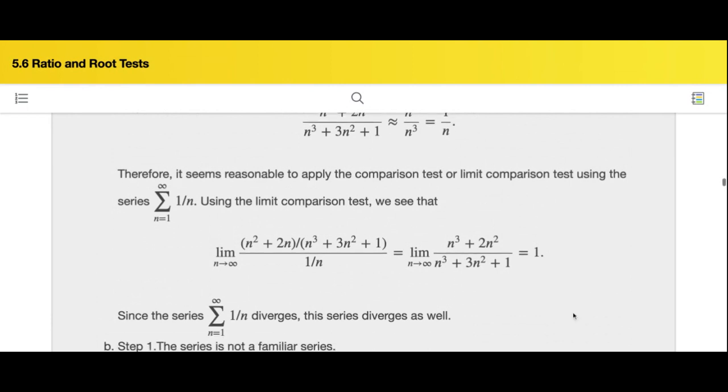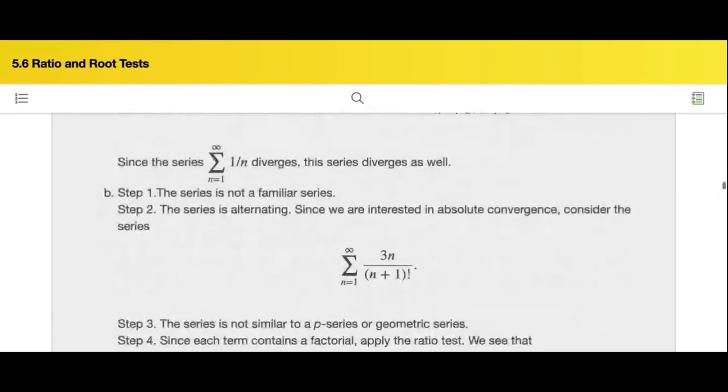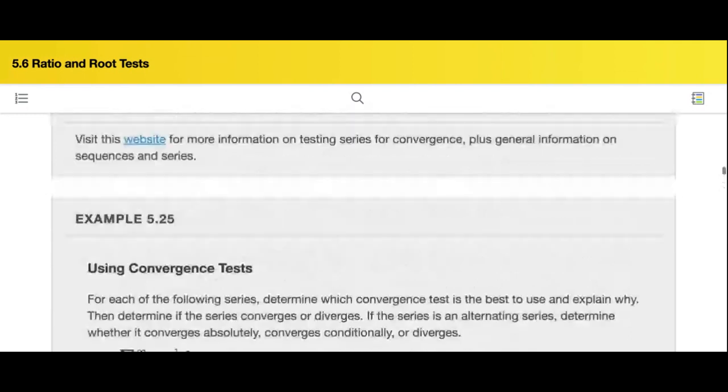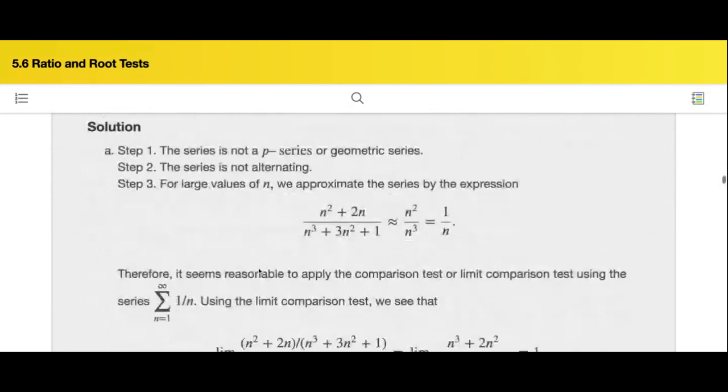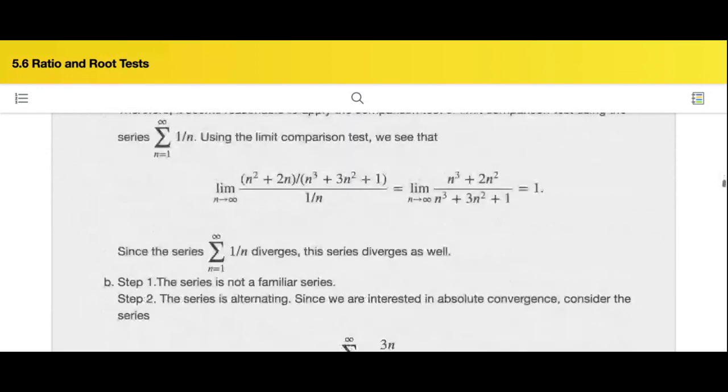Okay. So B, we have the alternating series 3n plus 1 over n factorial. So this one better converge because the numerator is just a linear function and the denominator is factorial, and factorial grows so much faster than a linear function. So that means the term goes to 0 so fast.